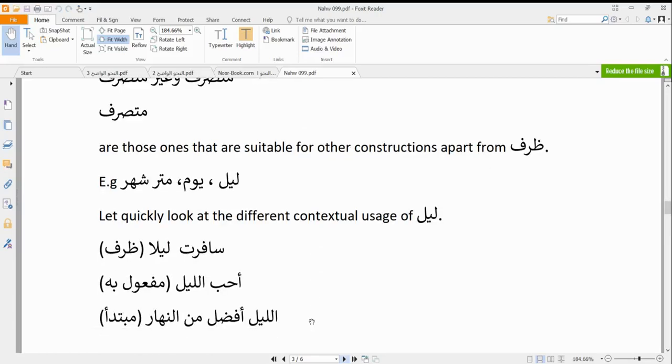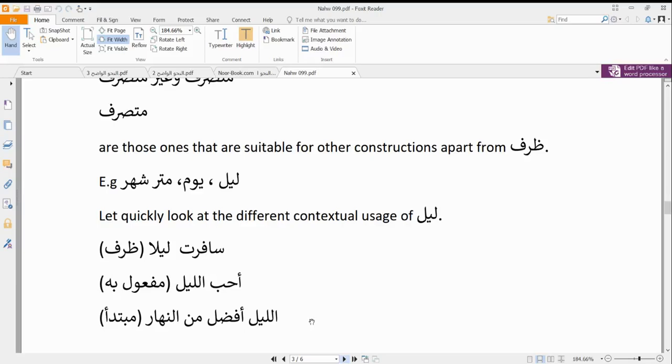Let's look at the contextual usage of layl. You can say safartu laylan. In this case, it's functioning as a zarf, like we've explained before. But when I say uhibbu layla, it is a maf'ul bihi in that case. It is not functioning as a zarf. So for that, we can say that laylan is a zarf mutasarrif. Or we say al-laylu afdalu min an-nahar. Here it is functioning as a mubtada, and as such we can say it is mutasarrif. It doesn't always function as a zarf.